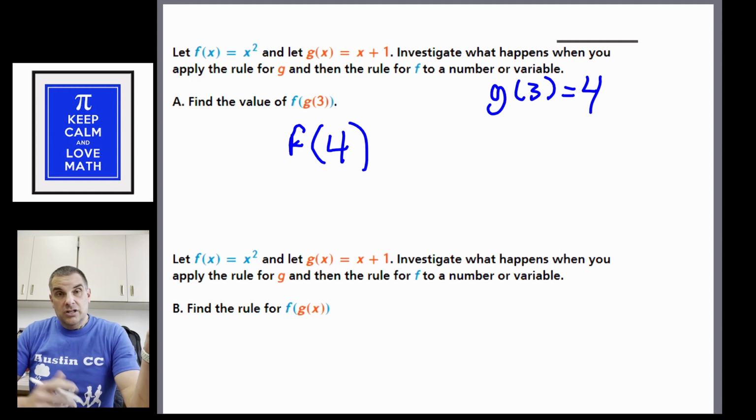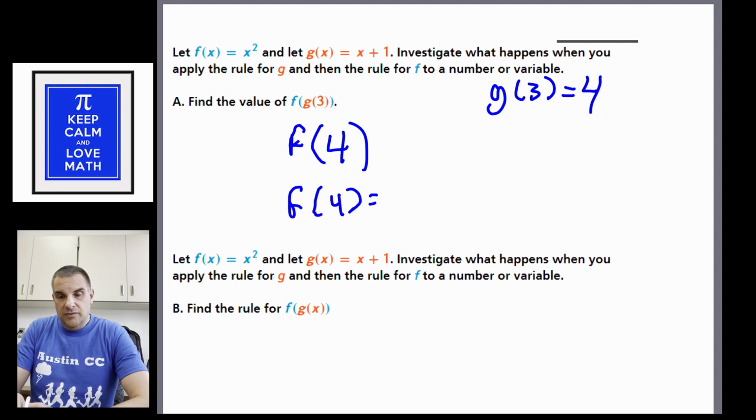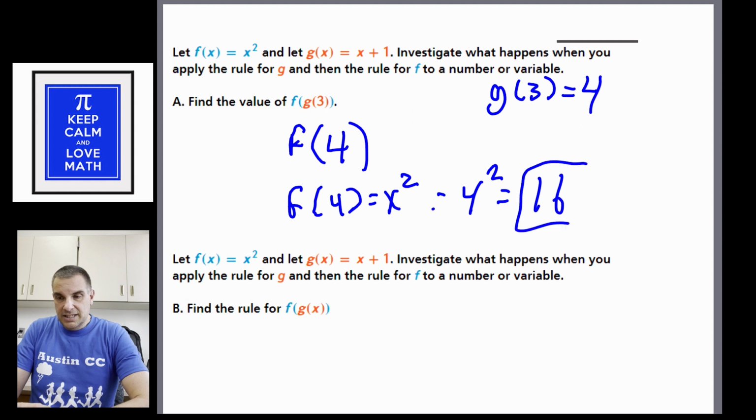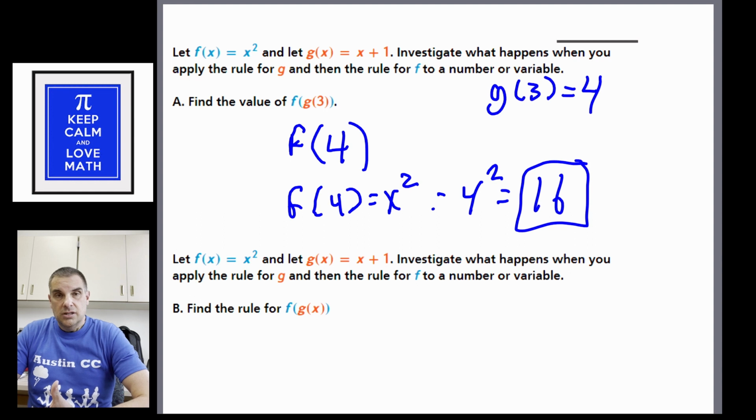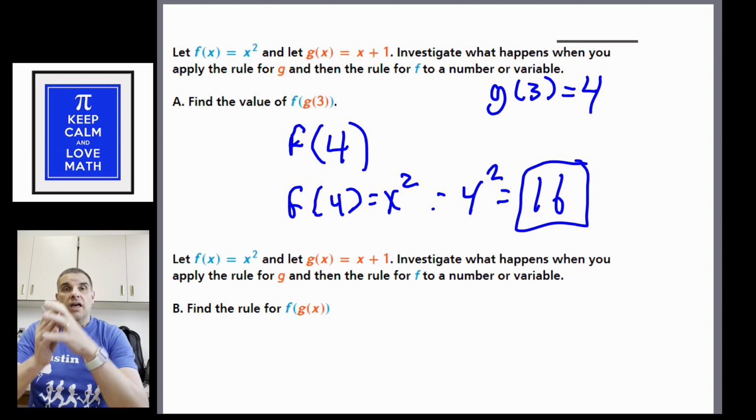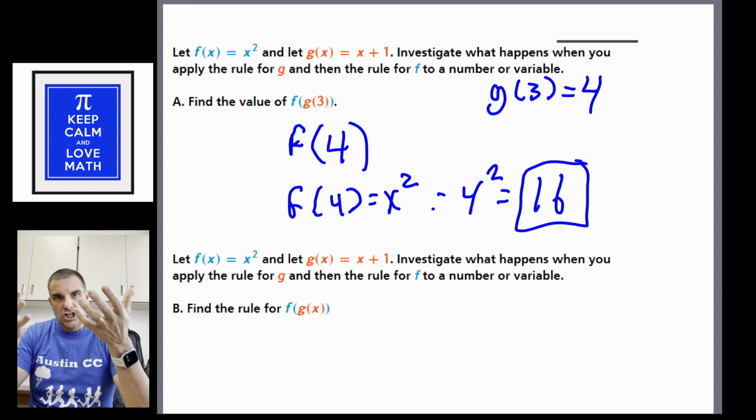Now we look at the f function, and anywhere we see an x, we replace it with a 4. The f function is x squared, so we find f of 4, which is 4 squared, equal to 16. And that's our evaluation of this composite function. We get 16. So we're finding f of g of 3: you find g of 3 first, and then you find f of whatever the result was for g of 3.